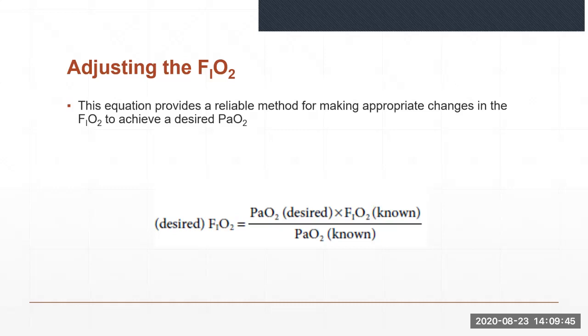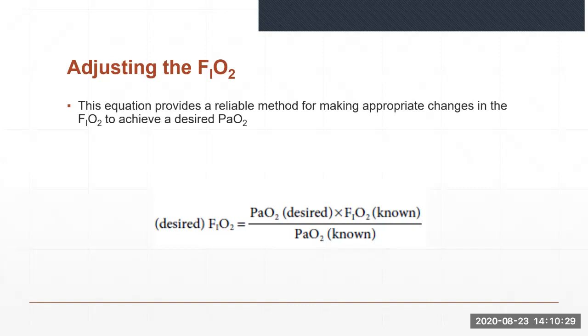A linear relationship exists between PaO2 and FiO2 for any patient as long as the patient's cardiopulmonary status remains fairly stable. In other words, the minute ventilation, cardiac output, shunt, and VD/VT ratio must not change significantly between the time the ABG comparison is made and the FiO2 is changed. Most of the time, this is the case because ventilator changes are made quickly after blood gas results are obtained. This equation provides a reliable method for making appropriate changes in the FiO2 to achieve the desired PaO2.